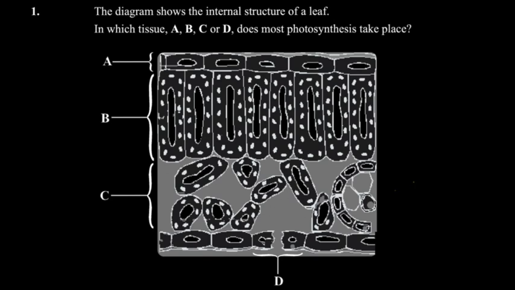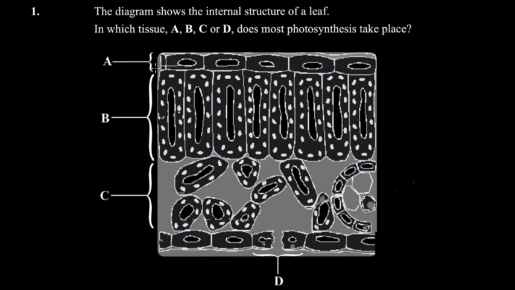So the first question says this diagram shows the internal structure of a leaf. Okay, so you are asked which tissue, A, B, C, or D, does the most photosynthesis. So in which tissue does most photosynthesis take place? Here what I do is I try to identify all these parts, and when you're revising you should do the same. There's a reason for this.